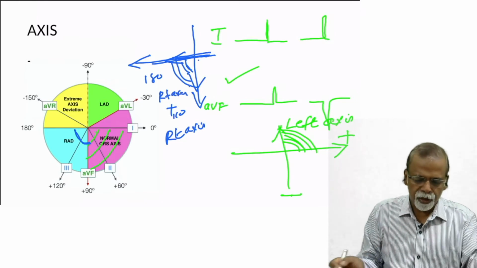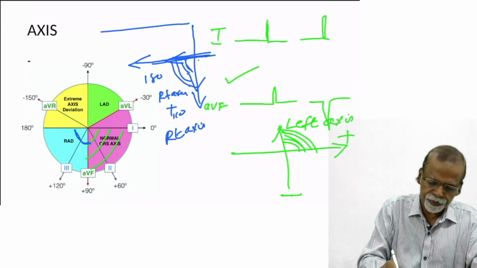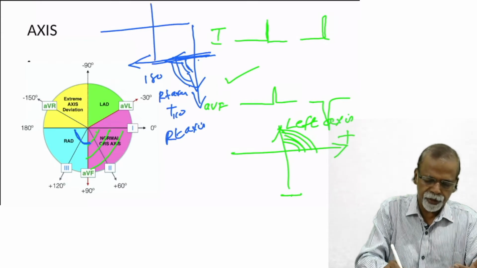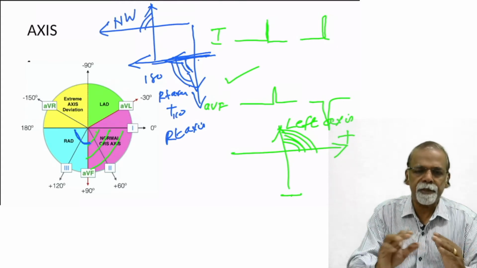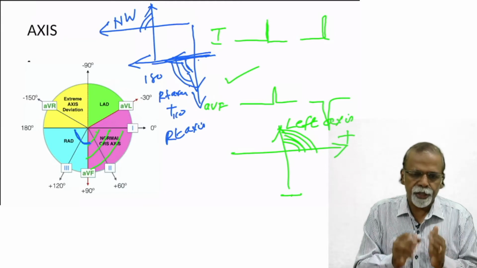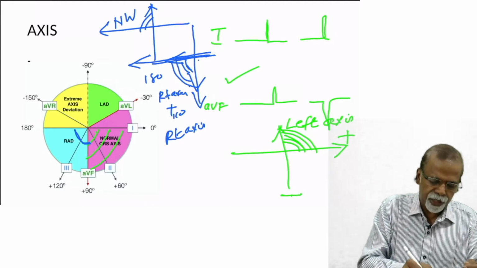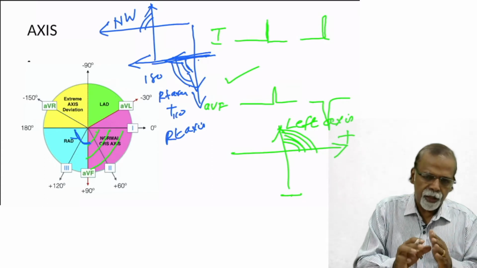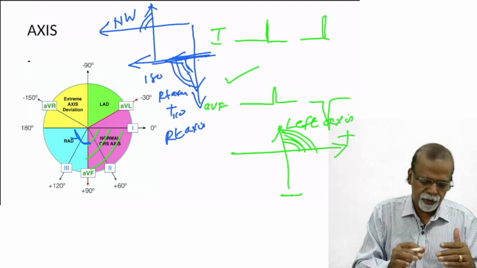Take another example. Lead 1 is negative, which means the current is going in this direction. AVF is negative. What does it mean? The current is going in this direction. This is called the north-west axis or extreme axis deviation. Why is it called extreme axis deviation? Because it can be an extreme right axis deviation or extreme left axis deviation. So it may be coming from extending here. We will learn about this in detail in some other session.